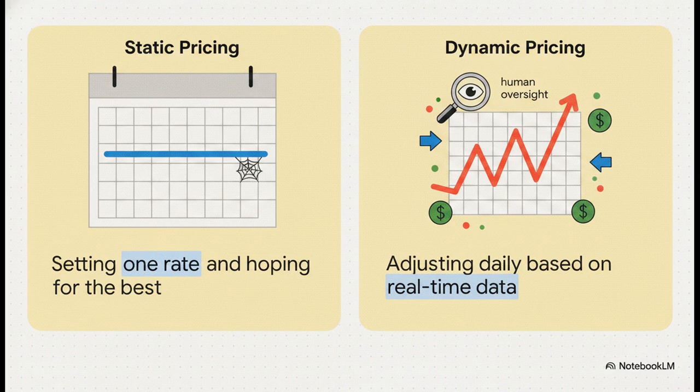But here's the kicker, these tools aren't magic. They still desperately need human oversight. You have to step in to handle those unbookable orphan days between reservations, or to manually crank up the prices for massive peak event demand spikes that algorithms almost always underprice.